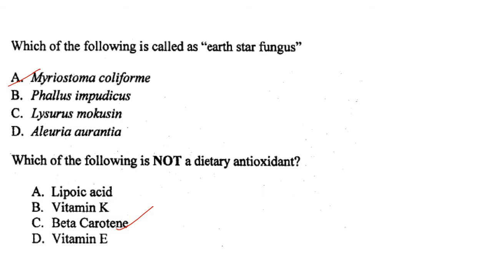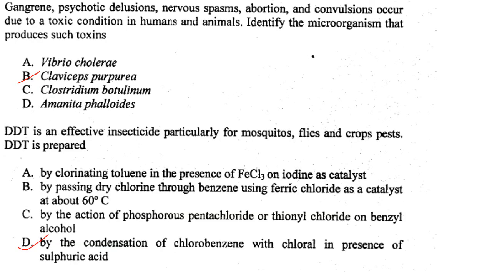Then next one. Which of the following is not a dietary antioxidant? So the answer is option C, that is beta carotene. It is not a dietary antioxidant. Then next one. Gangrene, psychotic delusion, nervous spasm, abortion and convulsions occur due to a toxic condition in humans and animals. Identify the microorganism that produces such toxins. So such toxins are produced by Claviceps purpurea. It's a fungus. So answer is option B.